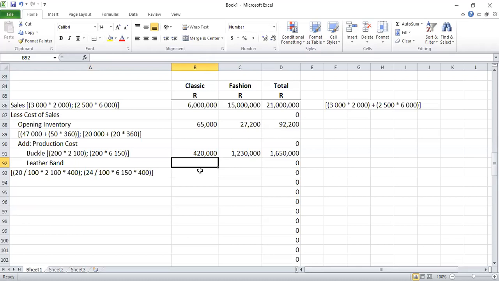For classic, it's 168. And for fashion, 1,000. 16800, yes, and 590 400. Before I go to the next one, any questions on that? On the leather belly. Right, then we'll go further.